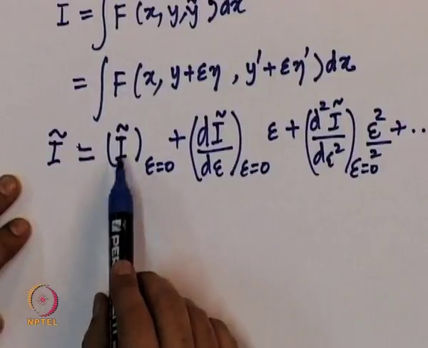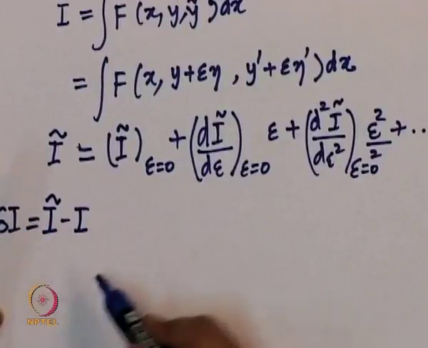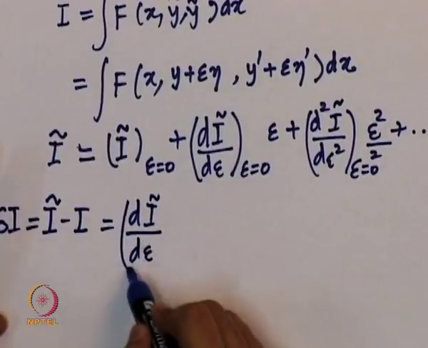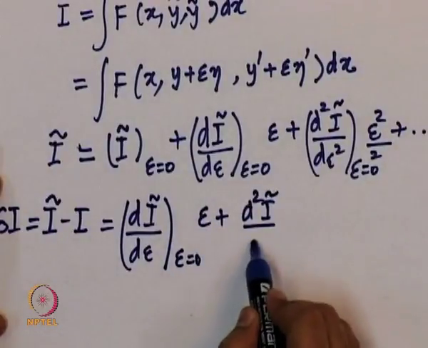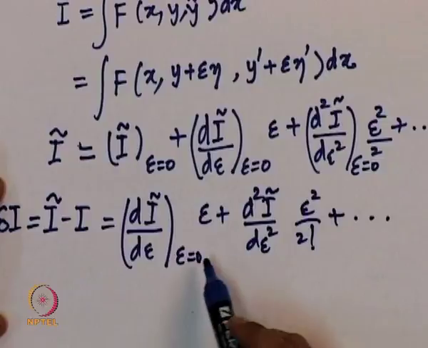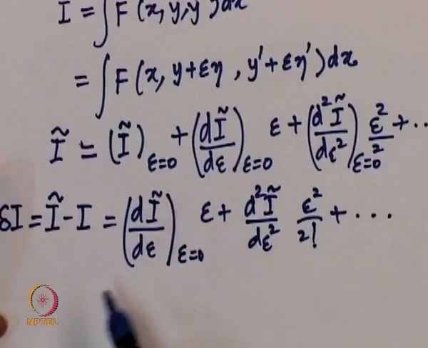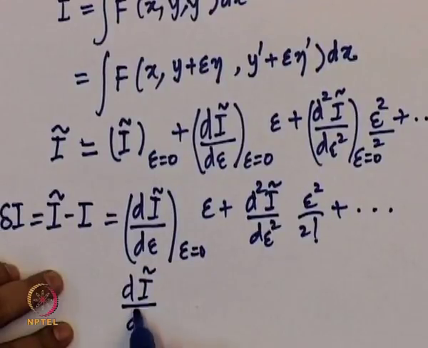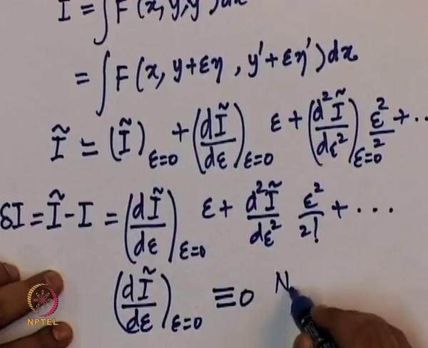So, I tilde minus I, which is nothing but what is known as the variational of I, is equal to d I tilde by d epsilon at epsilon equal to 0 times epsilon plus d squared I tilde by d epsilon squared by 2 factorial plus etc. Now, we know that the necessary condition for an extremum to be achieved is that d I tilde by d epsilon at epsilon equal to 0 should be 0. So, this is the necessary condition.